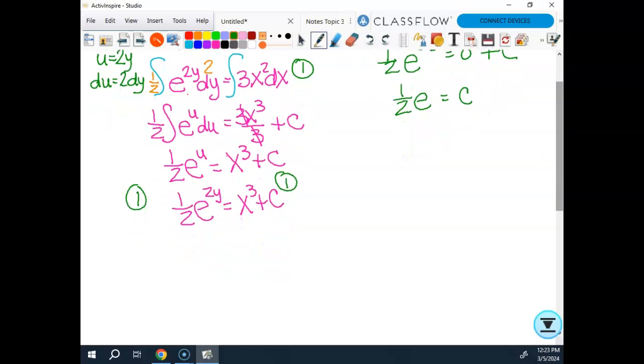Then we're going to substitute it back in here, and I'm going to get 1/2 times e to the 2y power equals x cubed plus 1/2 e. Everybody good? Okay, before I can do anything about getting the y out of here, I'm going to multiply through everything by 2. So I'm going to get e to the 2y equals 2x cubed plus e.